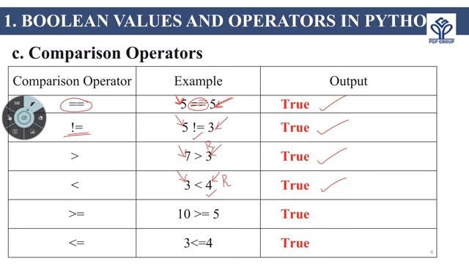Next one, greater than or equal to. The left side value 10 is greater than or equal to 5. The condition is true, so return true. Less than or equal to: our left side value is 3, which is less than or equal to the right side value 4. The condition is true, so return true. Clear?